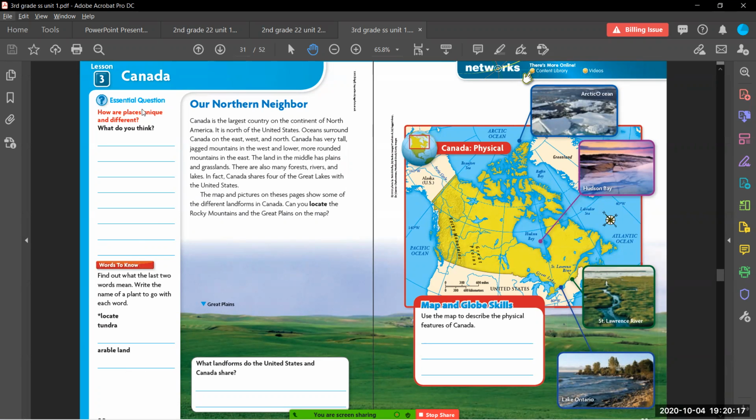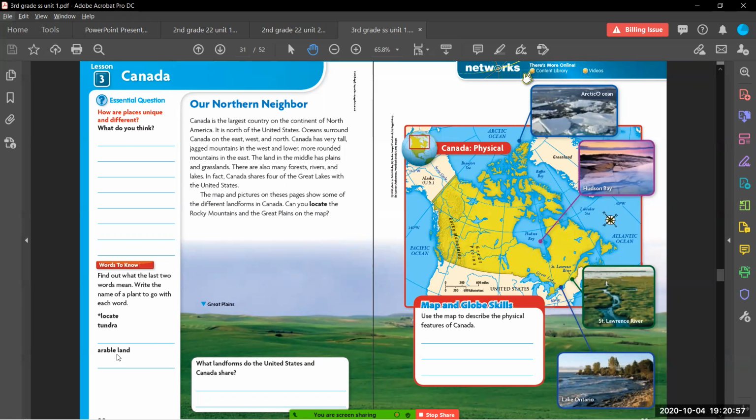So for this section, your essential question says, how are places unique and different? So you're going to tell me over here, what do you think? How are different places unique or different from one another? And for down here, find out what the last two words mean and write the name of a plant to go with each of the words. So you have the word tundra and you have the word arable land. So you're going to look those up and find out what grows in a tundra, name a plant that grows in a tundra, and name a plant that can grow on arable land.